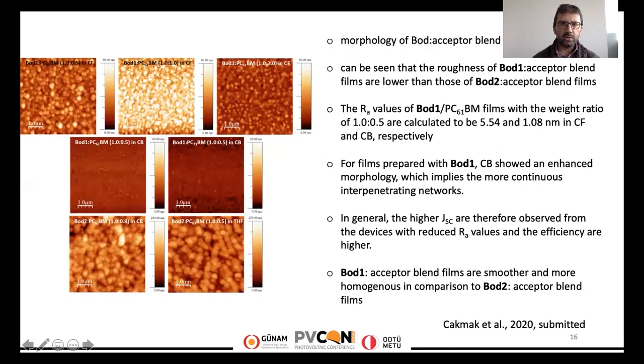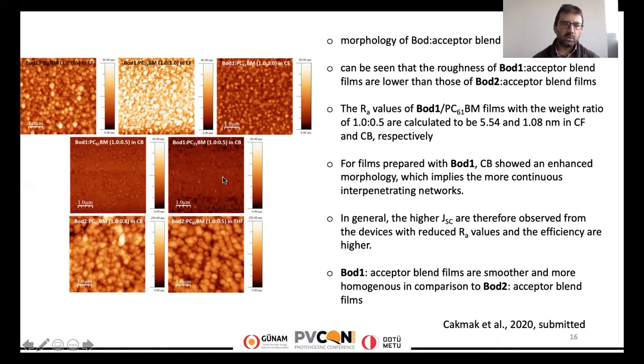On the morphology, with the AFM graphs, we see that the roughness value of BODIPY 1 is better in chlorobenzene compared to chloroform, where you see the values 5 to 1, and 1 is better. The lower the roughness, the better the photovoltaic characteristics. I guess this is the most important data in organic solar cells, the nanomorphology.